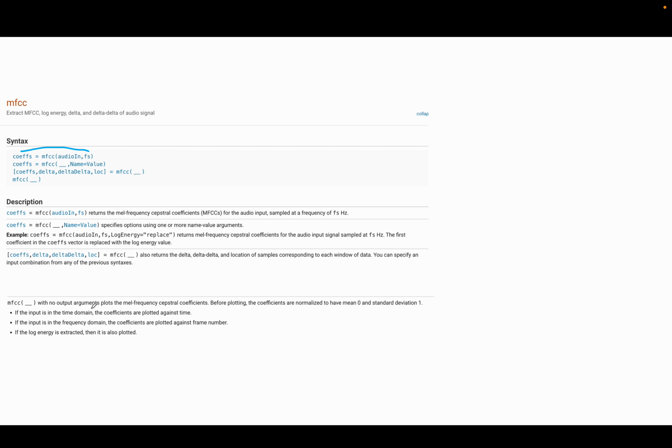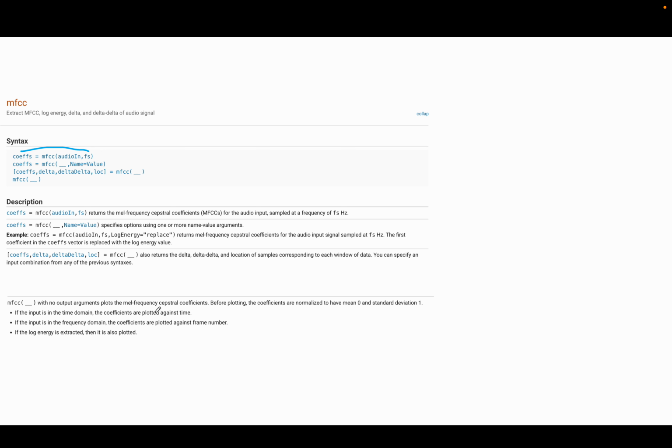If you don't have any other output arguments, it will plot the Mel frequency cepstral coefficients. Before plotting, it normalizes the coefficients to have a mean of 0 and a standard deviation of 1. If the input is in the time domain, then the cepstral coefficients will be plotted versus time. If it's in the frequency domain, they're plotted versus frame number. And if the log energy is extracted, then it is also plotted.